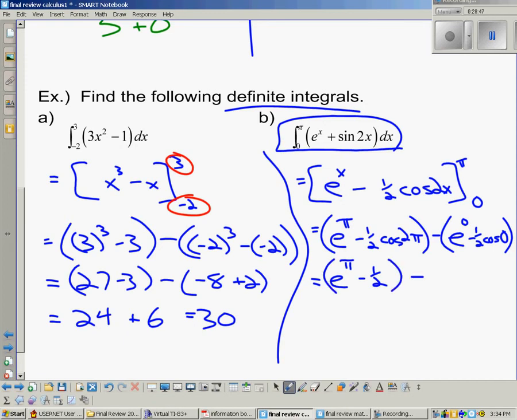minus e to the 0. Don't make the silly mistake of calling this 0. It's 1. Minus a half times cosine of 0, which again is just 1. So negative a half. So we get e to the pi minus a half, minus another half over here. I just want to work that out. So e to the pi minus 1. There's our exact version of that definite integral.